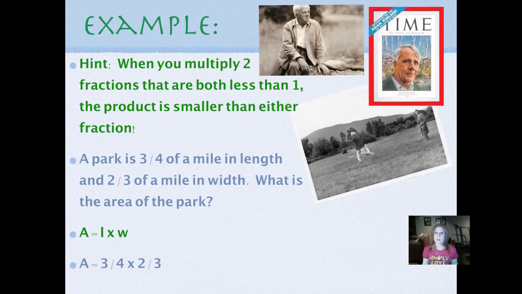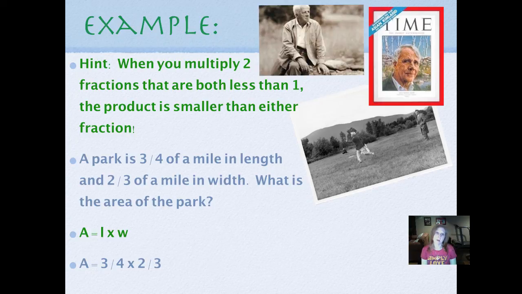Here's our first hint. When you multiply two fractions that are both less than 1, and all fractions are less than 1, the product or the answer is going to be smaller than either fraction. So we used to talk about comparing two fractions by cross multiplying. If you compare that product to either of the two fractions that you're multiplying together, your product will be less than either of those two fractions. And we'll do a model so you can see why that is.